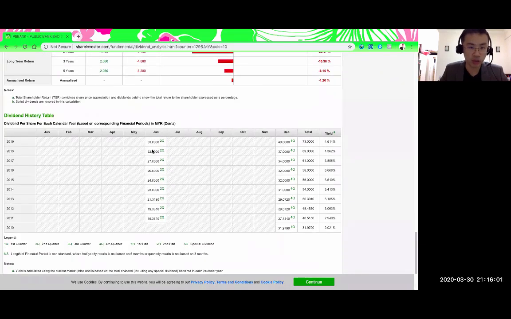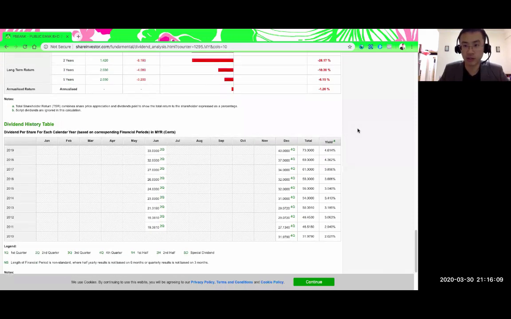Okay, when do they usually pay? You know that Public Bank pays dividends consistently in the months of June and December. Okay, the interim and final dividends. So the yield is consistent, 2% to about 4%. Right now the share price is cheap, so it's about 4% now.